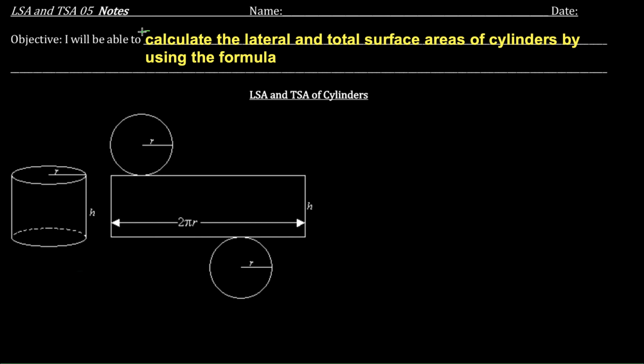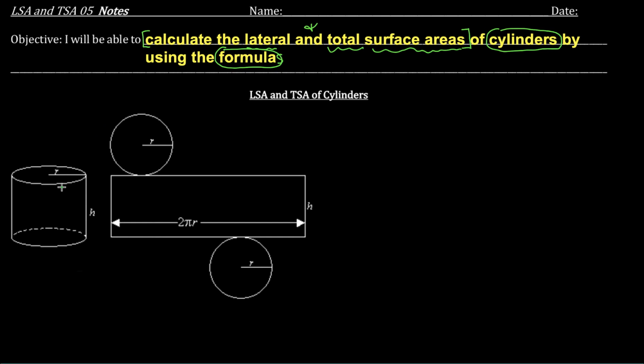All right, in this lesson, we're going to calculate the lateral and total surface areas of cylinders. And we will use the formulas in order to do this. Should really say formulas, but whatever.